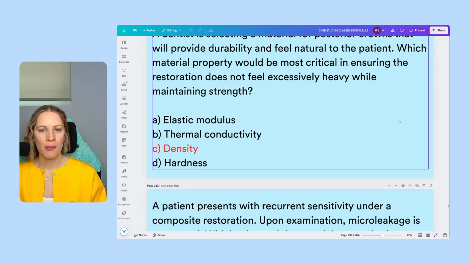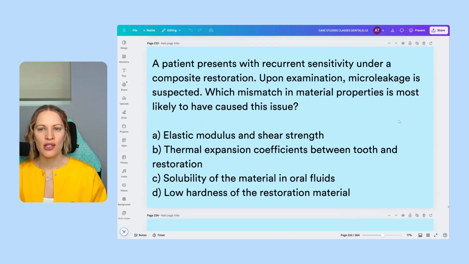Okay, let's go through a couple more. A patient presents with recurrent sensitivity under a composite restoration. Upon examination, microleakage is suspected. Which mismatch in material properties is most likely to have caused this issue?